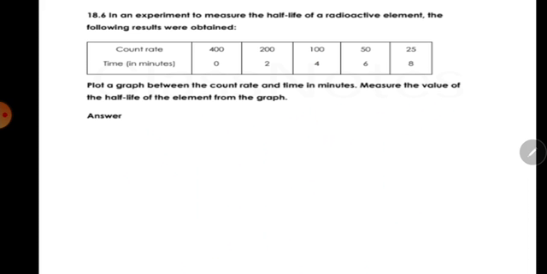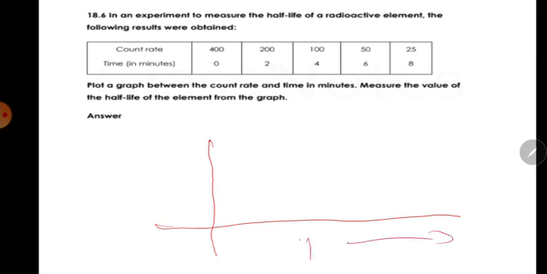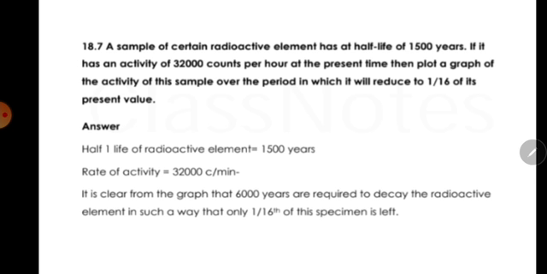Now in an experiment to measure the half-life of a radioactive element, the following results were obtained. So draw a graph for it. It is not in your syllabus. So if you want to plot a graph, you will take count rate along the y-axis and the time along this axis. You will get a graph like this, but it is not in your syllabus. 8.7 is also not in your syllabus.